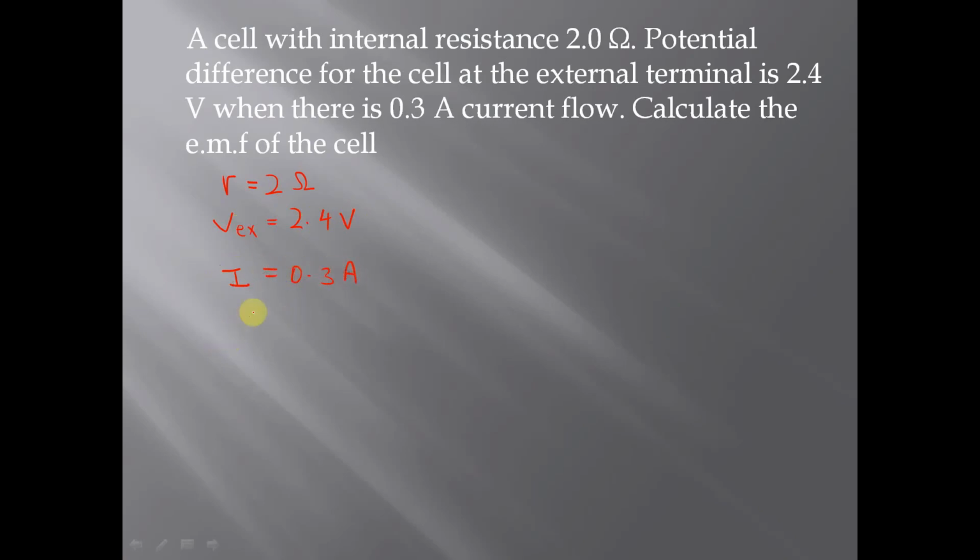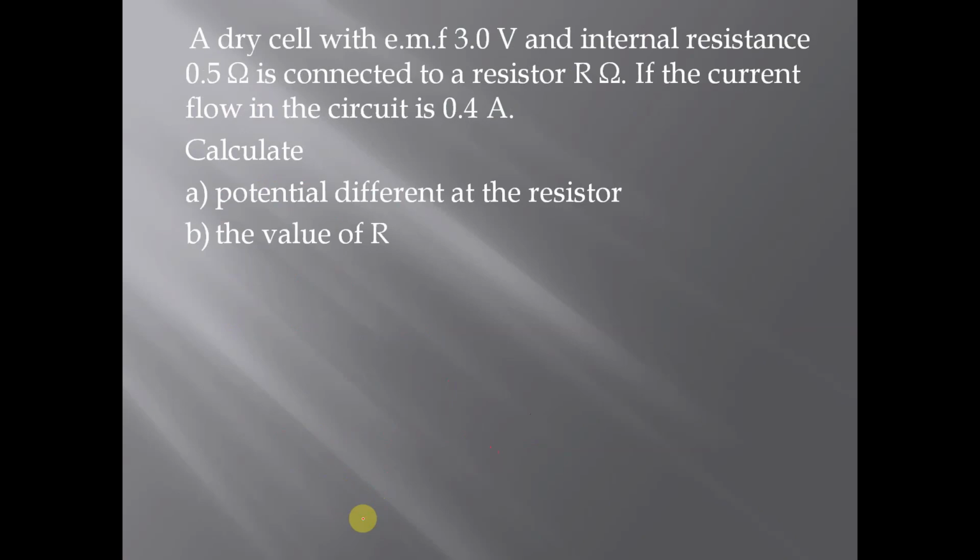So what do they want? The EMF. The EMF equals external plus internal. The external is 2.4, the internal is I small r. So it is going to be 2.4 plus 0.3 times 2. Easy, right? Use your calculator and you will get the final answer, 3 volt. Alright, I think the red pen is a bit hard to read, so I'm very sorry for that. I will use a white pen in the next question.